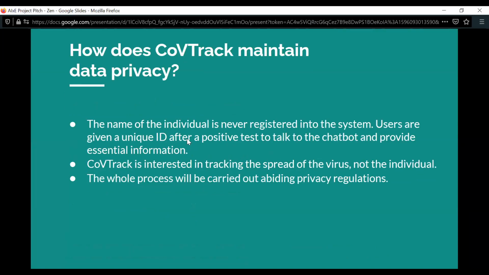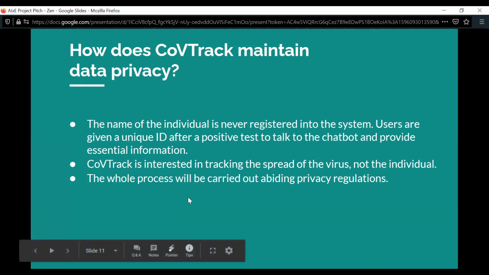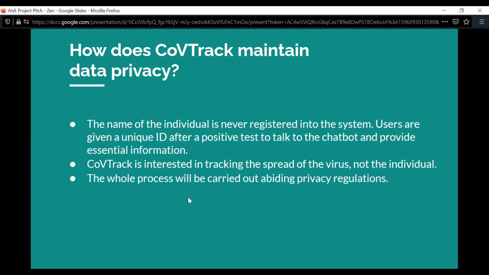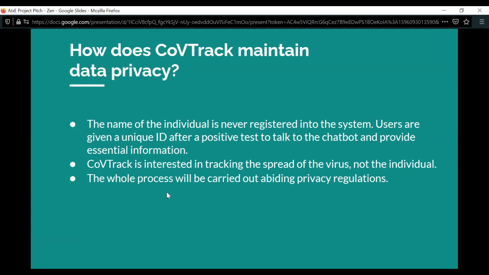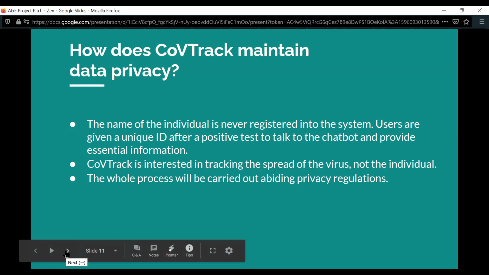All right. Now, I know that a lot of people may be concerned about data privacy, as in you're asking for all this data and no one really knows how it's going to be maintained. So how do you tackle that? As I said, and I'm going to reiterate, the name of the individual is never registered into the system. So whenever they're diagnosed positive with the virus, they're simply given a unique ID, and they can use that to talk to the chatbot and provide essential information that we need to track the spread of the virus. And COVID track is interested in tracking the spread of the virus, not the individual. And of course, this whole process will be carried out abiding by privacy regulations of whatever government is concerned.